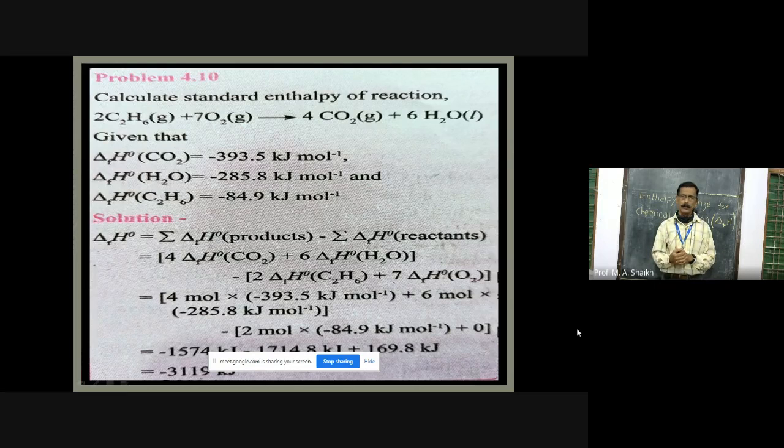So just by putting the values, the final answer is standard enthalpy of reaction ΔHr⁰ is minus 3119 किलोजूल. ओके, हमने देखा है कि जो स्टैंडर्ड एंथैल्पी ऑफ रिएक्शन हमेशा किसमें होता है, किलोजूल में होता है. यूनिट क्या आएगा, किलोजूल. Go to the next slide.